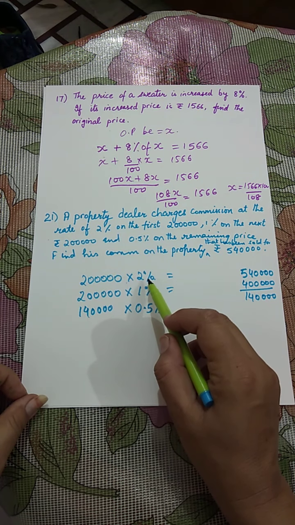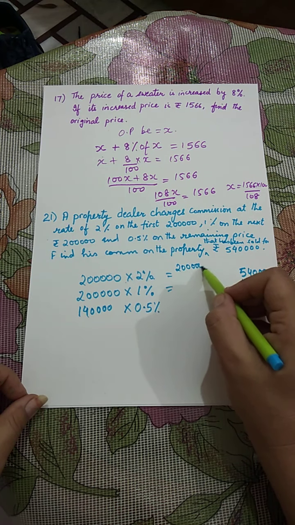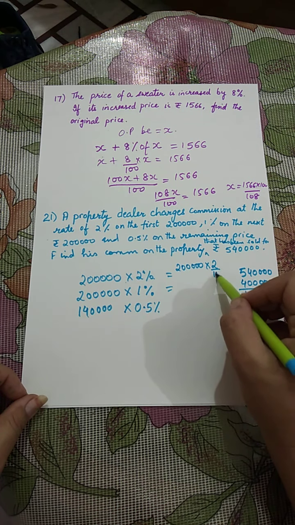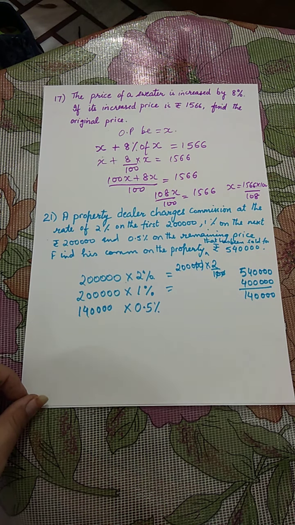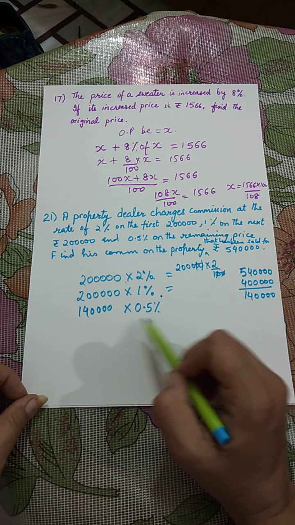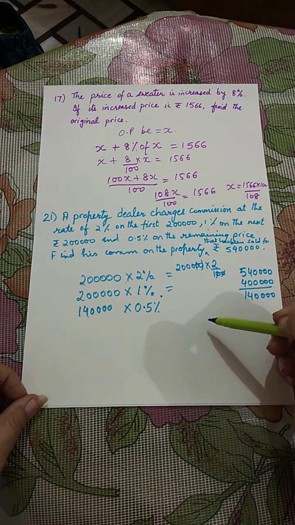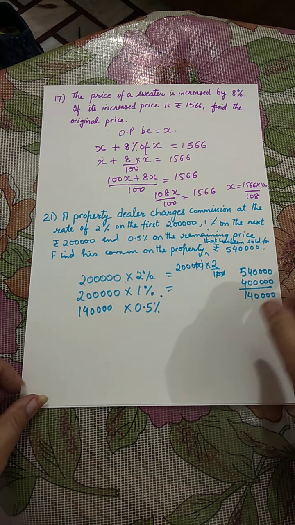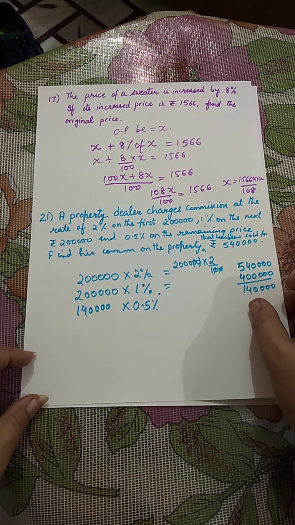Now individually you will find the commission like this: 2 lakh multiply by 2 upon 100. So like this you will get the commission, as over here you will get 40,000, and same way you are going to calculate over here, you will get 20,000, and over here you will get 7,000. So you are going to add all the three and you will get the total commission. For the calculation and for your further help, a PDF will be shared, you can have a look over there.